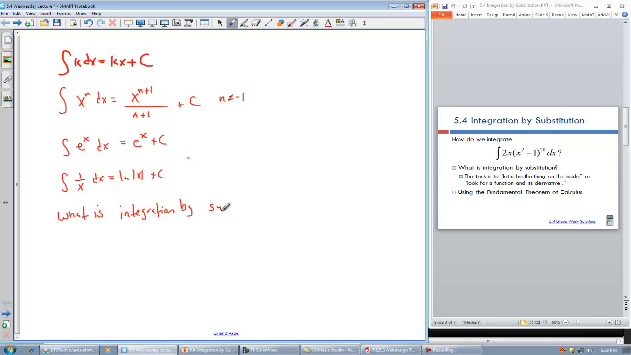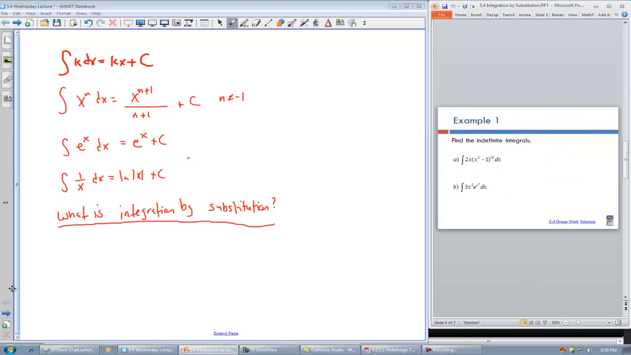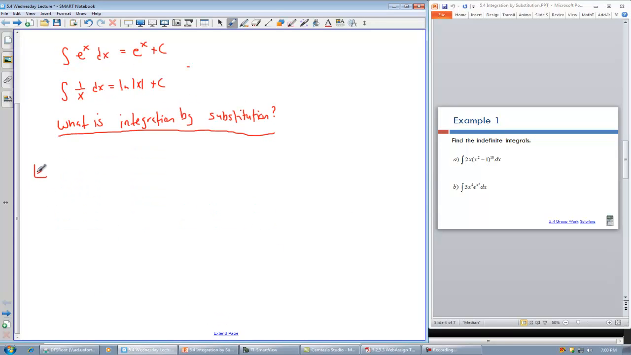by substitution? All right, let's look at an example. All right, so our first example, which is going to be just what we had before. So example 1, we want to find the following indefinite integral. I'm going to take part A, the integral of 2x, right, just the one we had before, x squared minus 1 to the 10th dx.